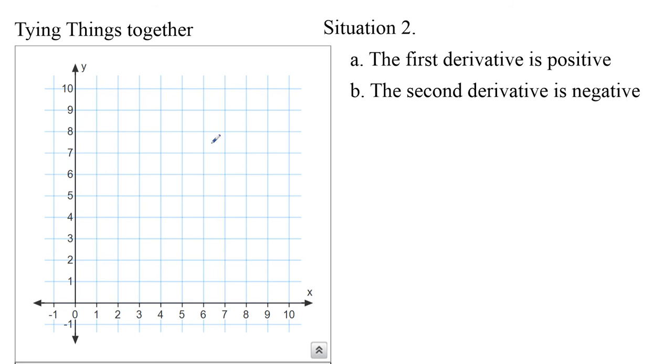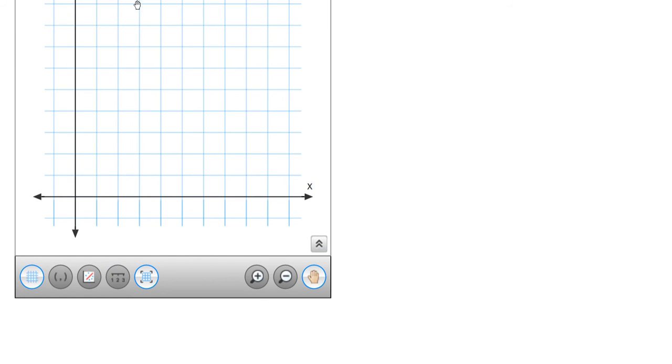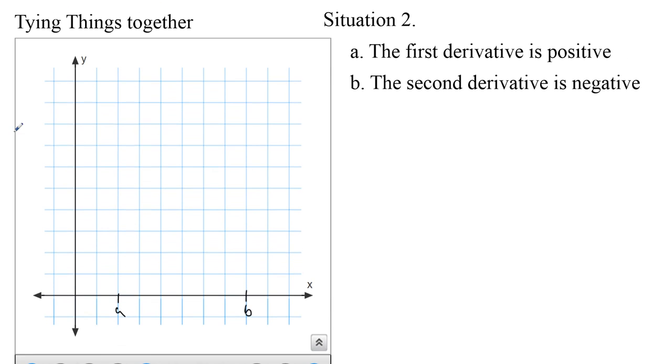Second situation, draw where the first derivative is positive and the second derivative is negative. So pause. Okay, I hope you have a good drawing there. So once again, let's change so that we don't have any numbers. And we can call this A again and this B again. We need the first derivative to be positive, so it has to be increasing over that interval. And since the second derivative is negative, it has to be concave down. So we want to have something that looks like that.